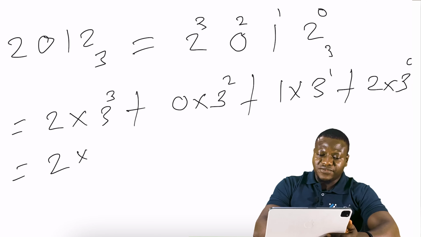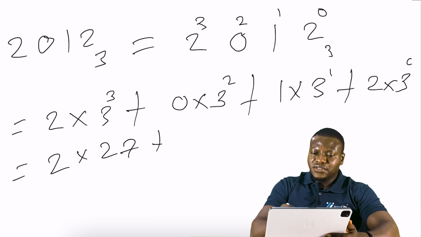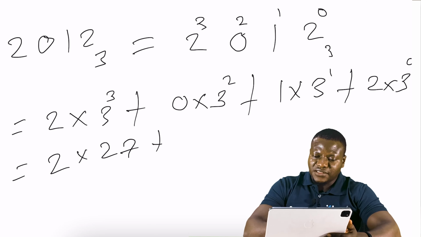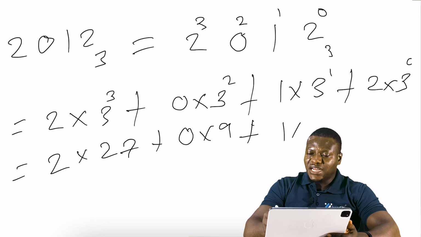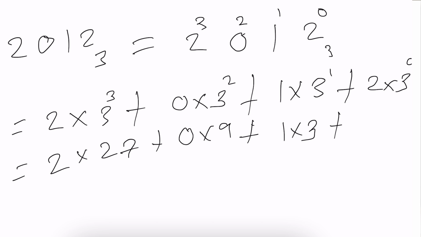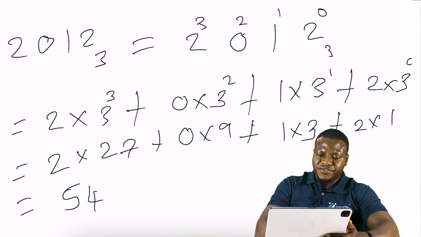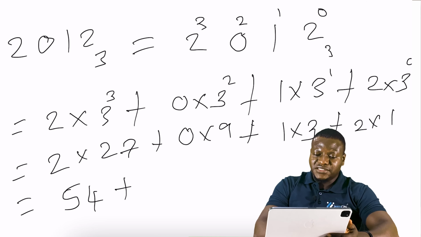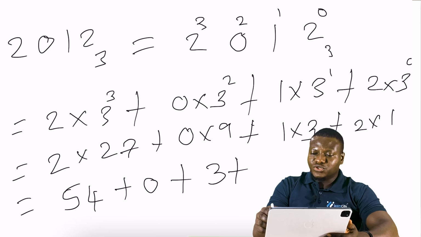If I simplify this, this is going to be 2 times 3 raised to power 3, which is 27, plus 0 times 3 raised to power 2, that is 9, plus 1 times 3 raised to power 1, that is 3, plus 2 times anything raised to power 0, which is 1. So this gives me 27 times 2, that is 54, plus 0 times 9, that is 0, plus 1 times 3, that is 3, plus 2 times 1, that is 2.